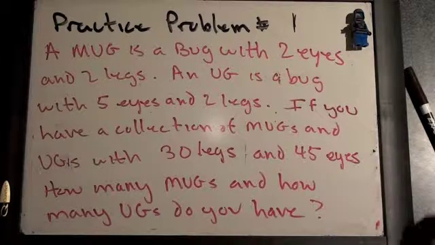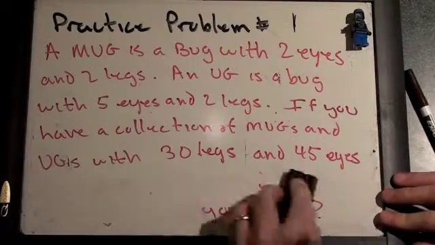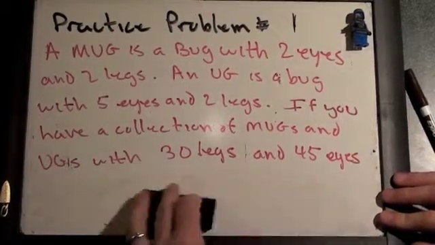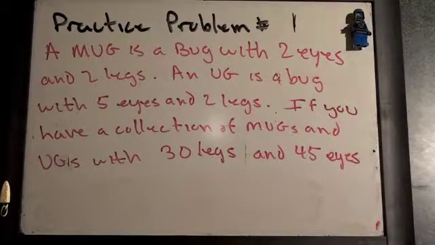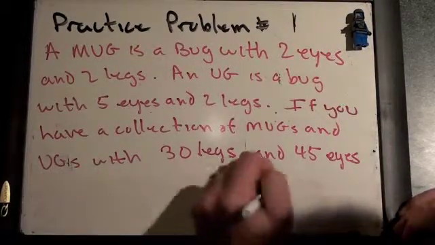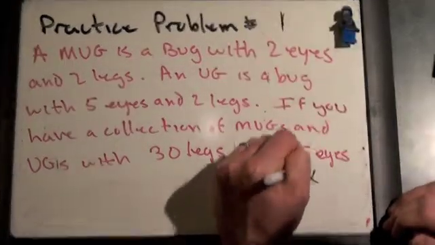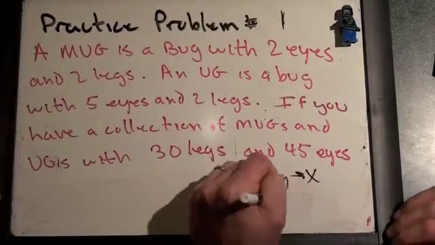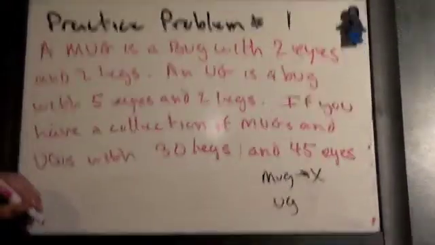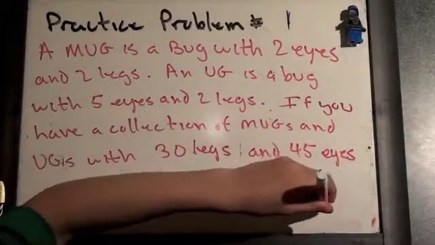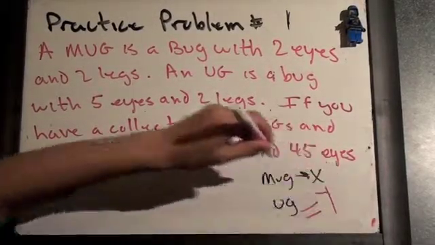Okay, you ready? I'm gonna erase just down at the bottom so we can write our equations. What do you want to call the mugs since we don't know how many there are? We can call the mugs X. Okay, mugs X. And the uggs, what are we going to call the uggs? Y. Okay, the uggs we're going to call Y.